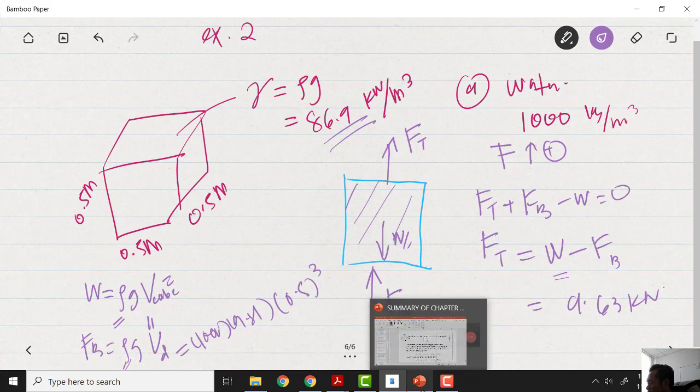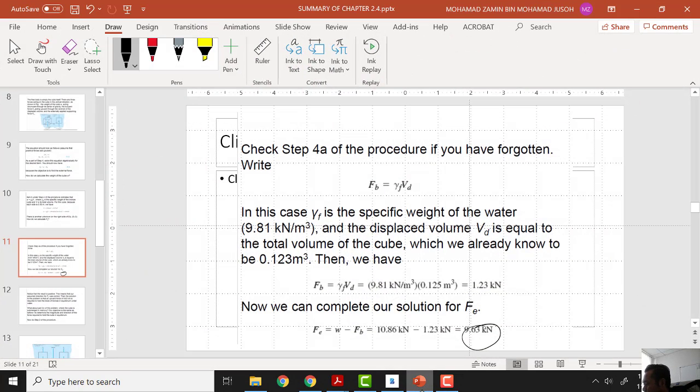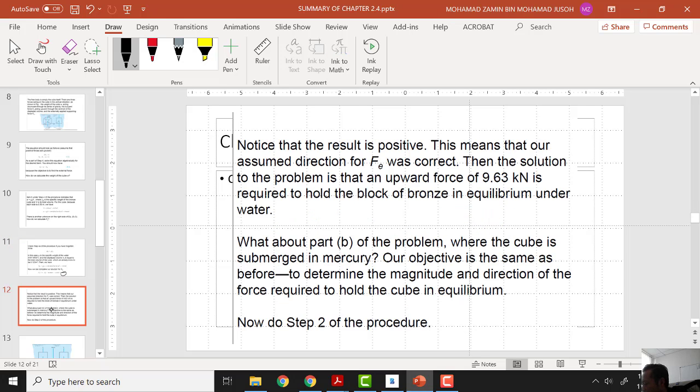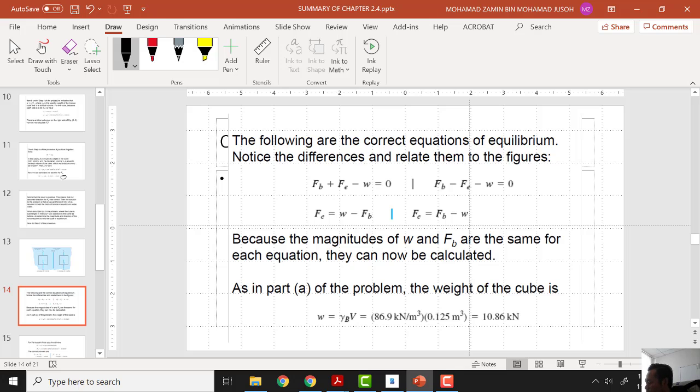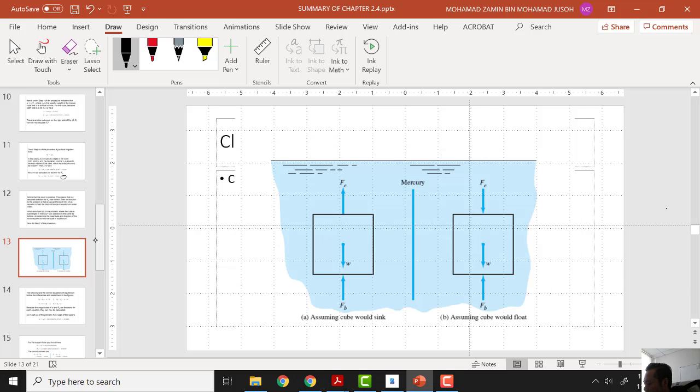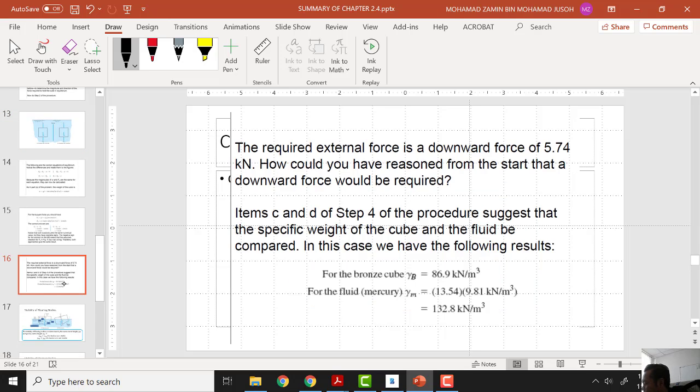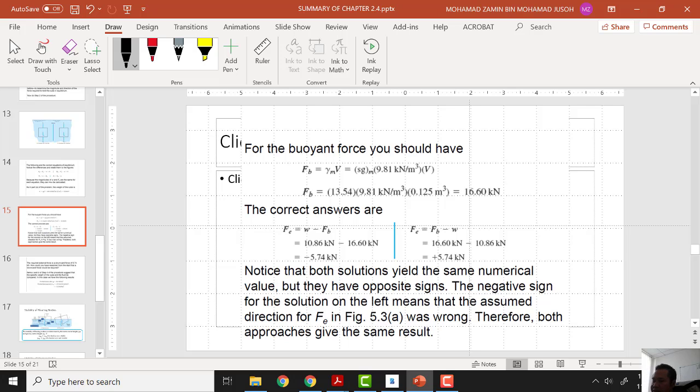Okay, so what happens if we submerge it completely in mercury? The steps are the same, but you might find that the force required, the answer will be negative. When you get a negative answer, it doesn't mean that you are getting a wrong answer.